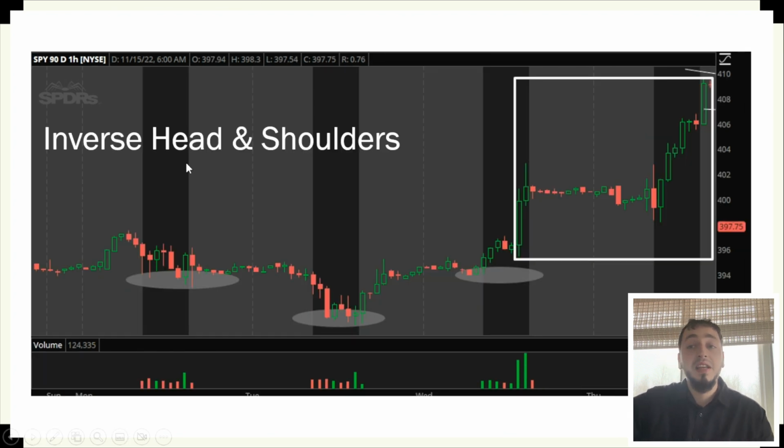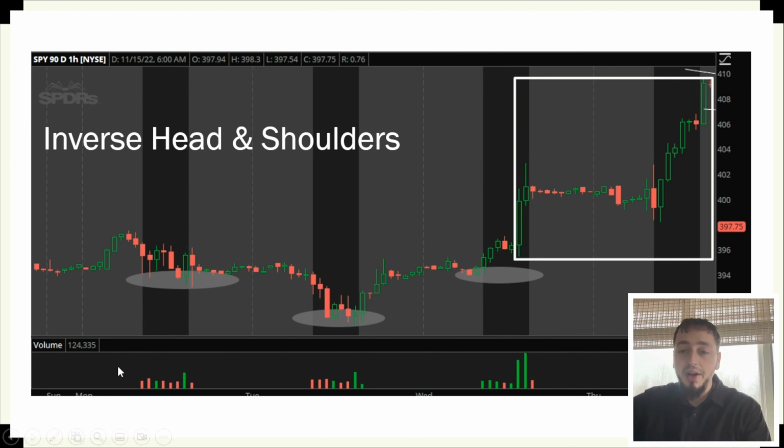Next is the inverse head and shoulders. So a really cool pattern. I really love it because it's easy to spot and see. So basically it's when price will consolidate and look like a left shoulder, then come down lower, look like a head, and then come up, consolidate around the same exact price as the left shoulder, which is 394, and then buyers come in and price rips, right?